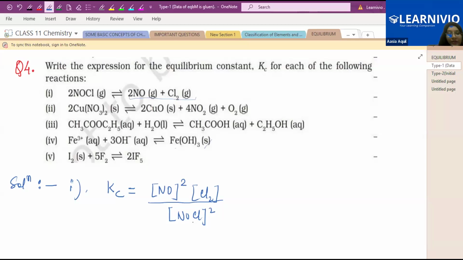Just quickly do the rest of the questions: second, third, fourth, and fifth. But keep in your mind that for pure solid and pure liquid, we just take the concentration as unity, 1.